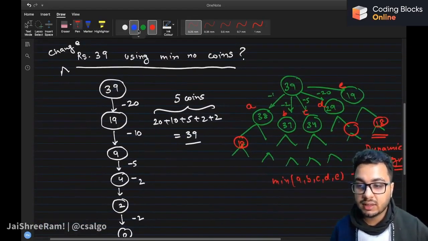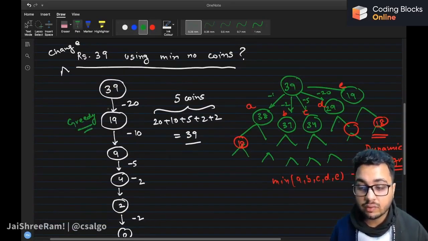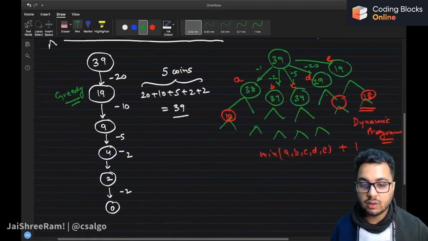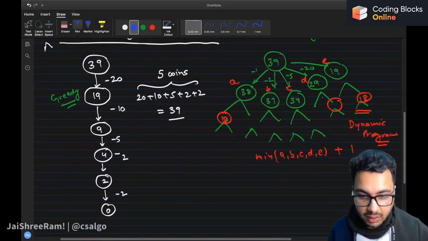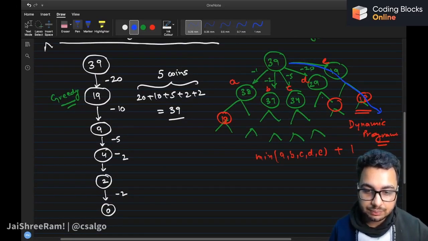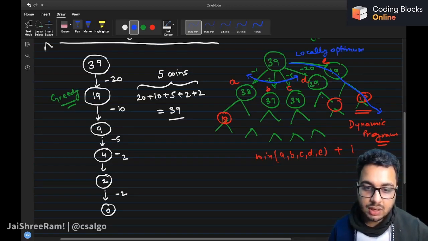You will see that the greedy approach works well, and you won't find even a single test case on which a greedy approach will fail for Indian currency. So we are talking about Indian currency. What will happen here? You are directly going into this path. You are saying, I will just pick the largest coin, that is 20, and I will just choose this path. So out of multiple options, you are saying, I will pick the locally optimum option, because this option allows me to reduce my sub problem to the smallest problem.